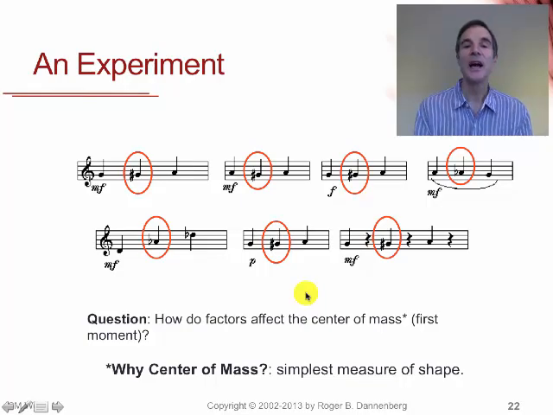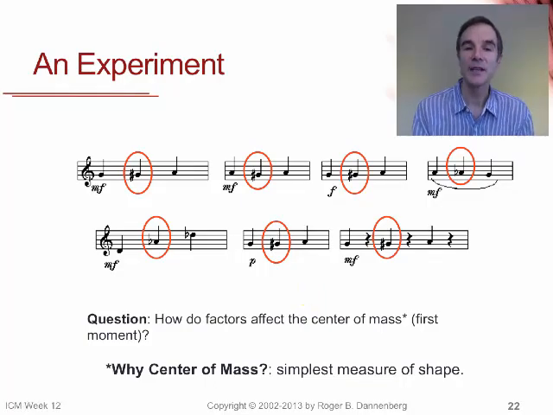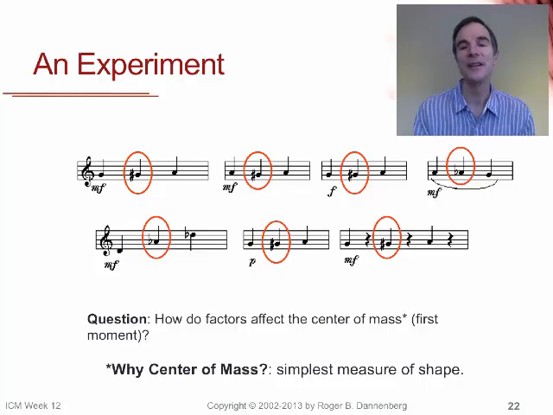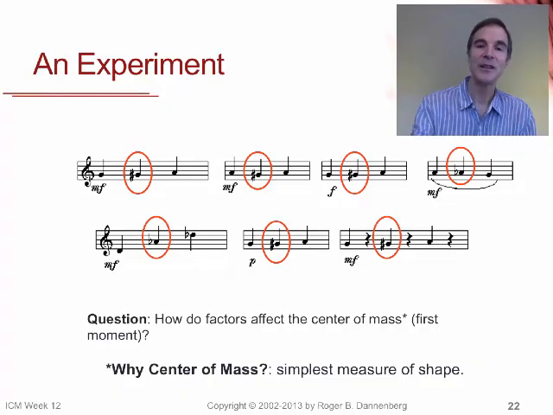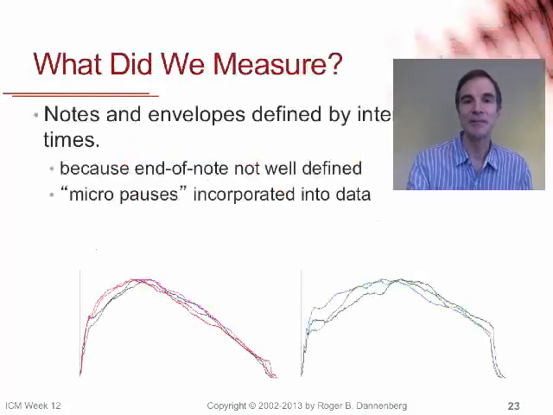And the question is, how do these different contexts affect the center of mass of the envelope? And so why are we asking about center of mass? Well, if you wanted to characterize a shape with one parameter, that might be a good way to do it. It's just an attribute derived from the overall shape.